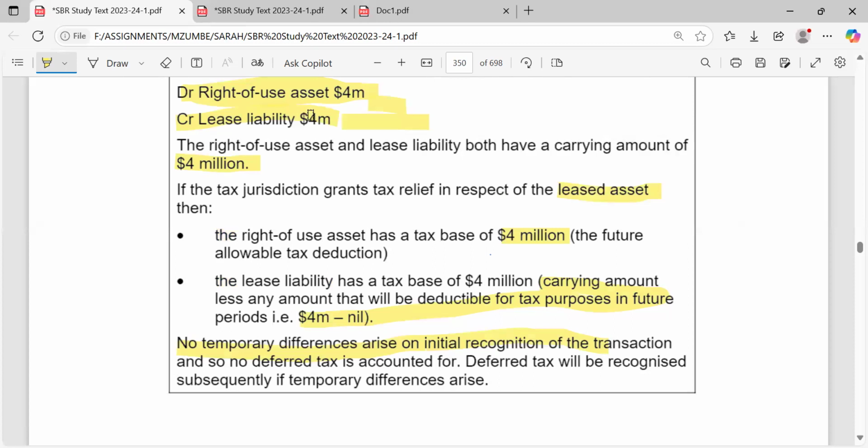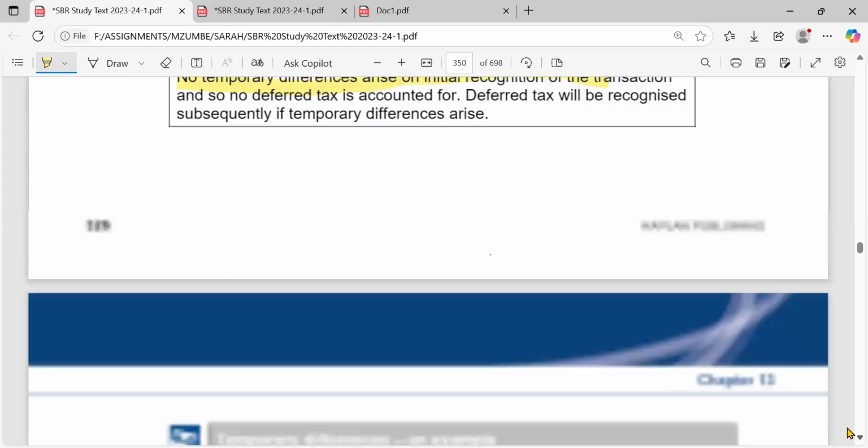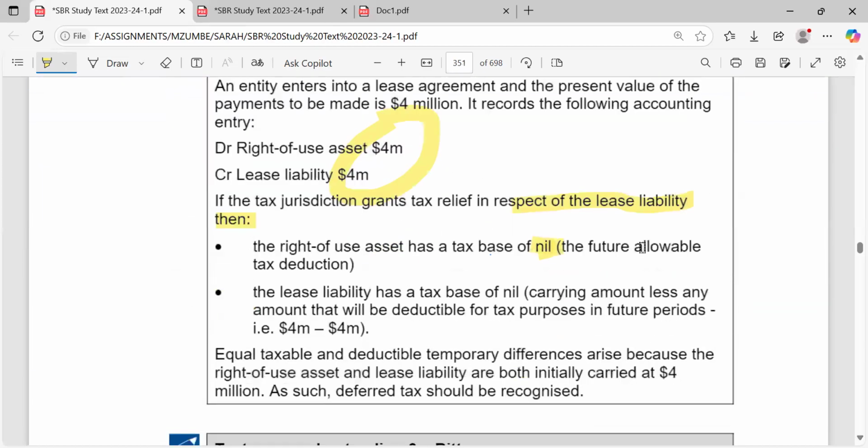For liability, we had 4 here, and here we had 4 again. No difference again, right? But when we do come here now, you see, we have 4 here, but here we have nil. And for liability, we say the lease liability has a tax base of nil. And what should we mean by this nil?